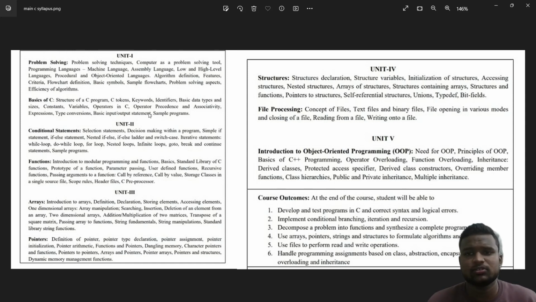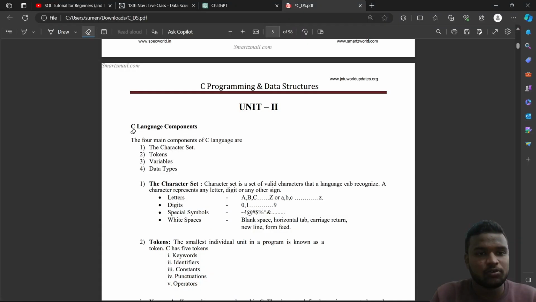Okay, so let's start the lecture for today's class. We're looking into C language components. What are the components in a C language or in a C program that we see? So basically there are four types of components in C language. One is a character set, another is a token, another is a variable, another is the data type.